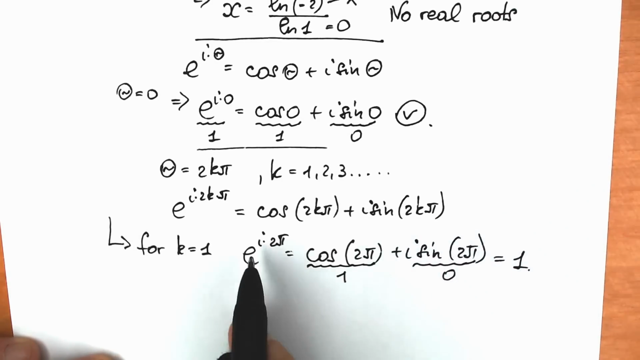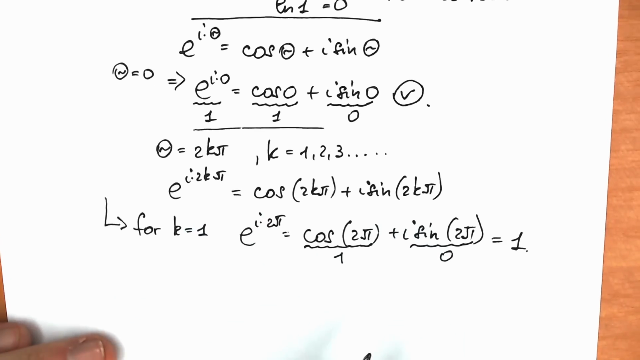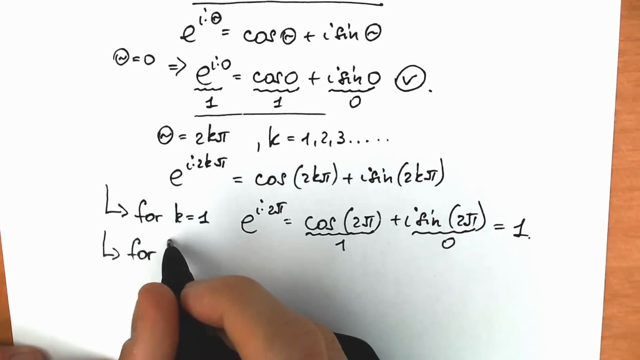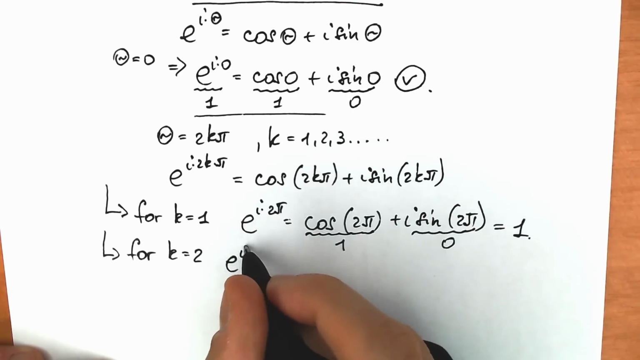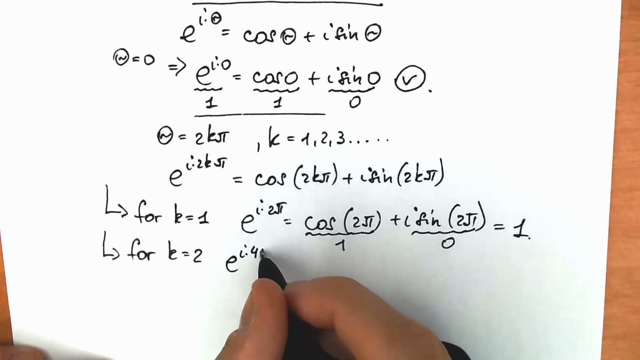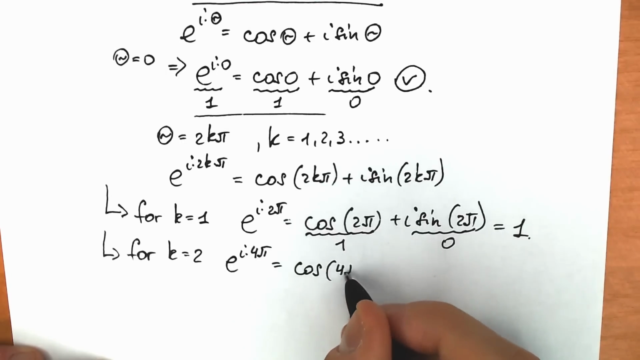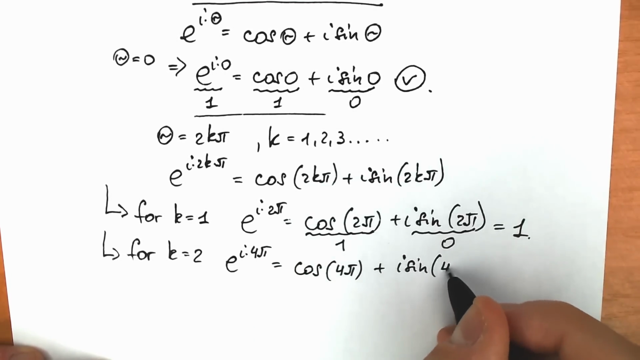So our expression on the left side is equal to 1 when k is 1. Right now, let's see what will happen when k is equal to 2. For k equal to 2, we are talking about e to the power I times 4 pi, equal to cosine 4 pi plus I sine 4 pi.